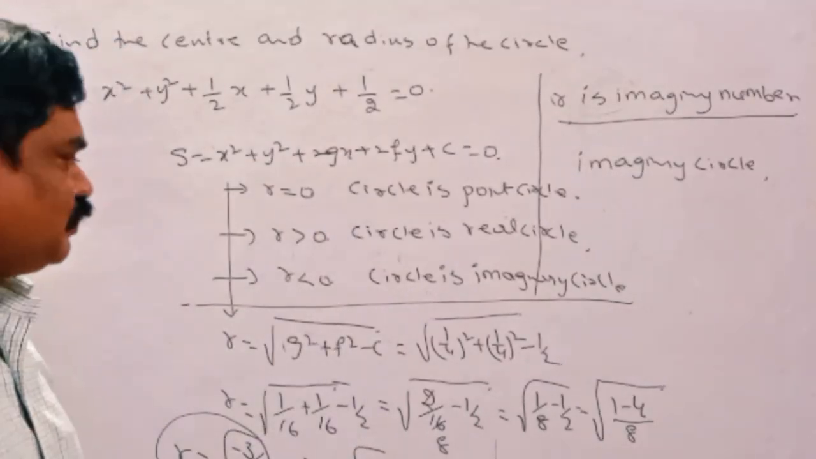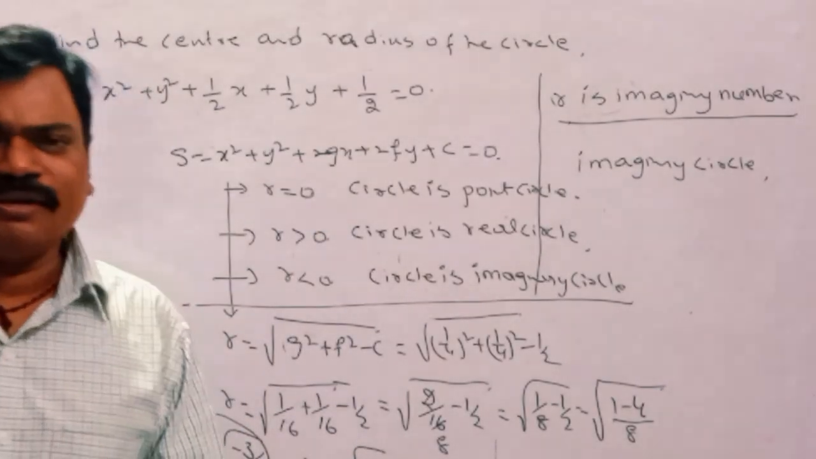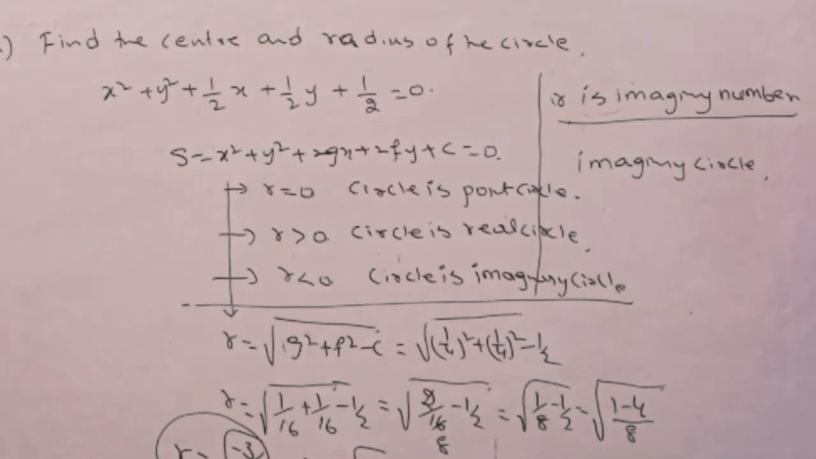Did you understand, all of you? What is the point circle? What is the imaginary circle? What is the real circle?